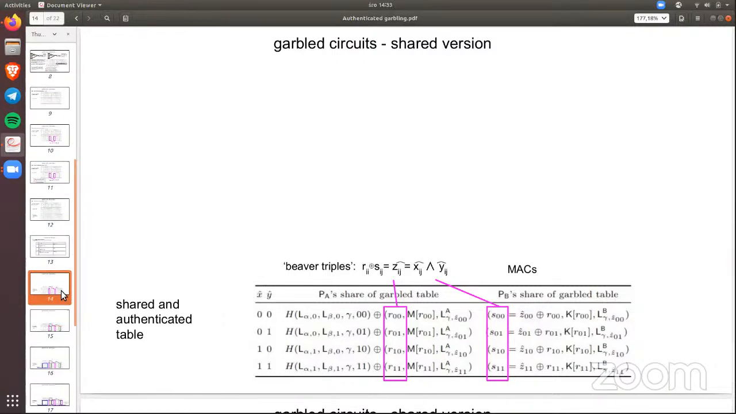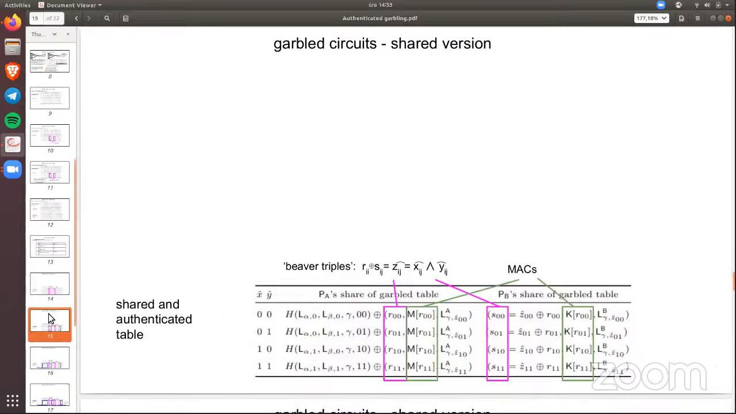When you run the beaver triples generation, do you know what Z_ij is beforehand, or is it a random value? I run it for every combination, for 0,0, 0,1, 1,0, and 1,1. Okay, so we know the values for that. Yes, this works with masked values, but here this is the row for 0,0, for example, and we know what the output is.